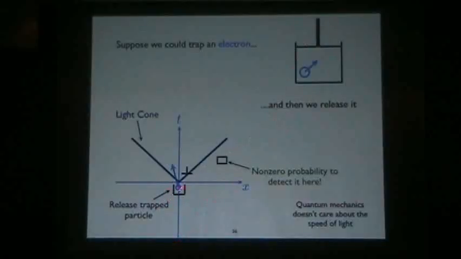So this is a real problem. If I trap the electron in a small box and then I release it, I have a non-zero probability to find it out here. That leads to a breakdown of causality. It's an inconsistency with relativity. How do we solve the problem?